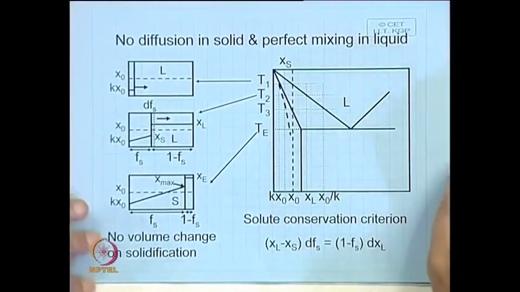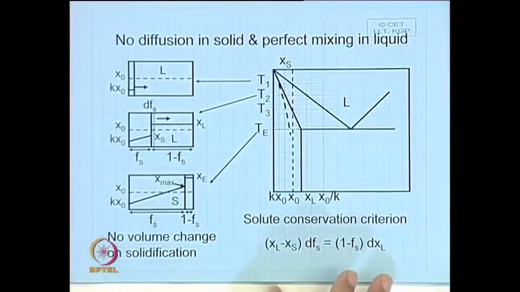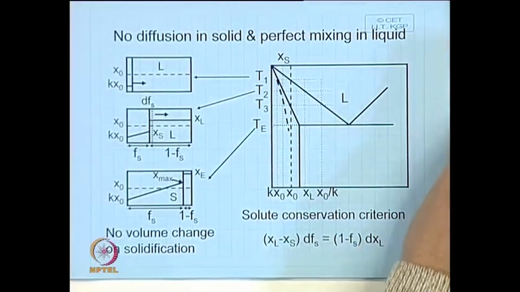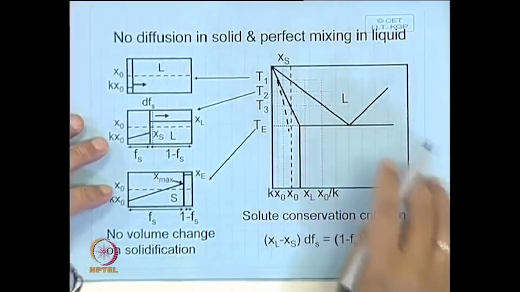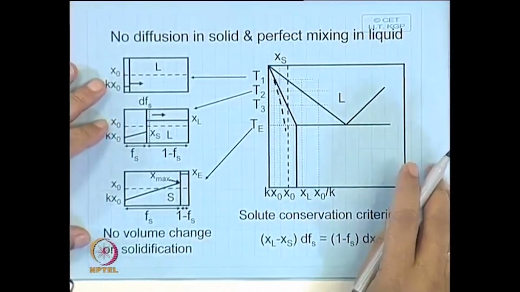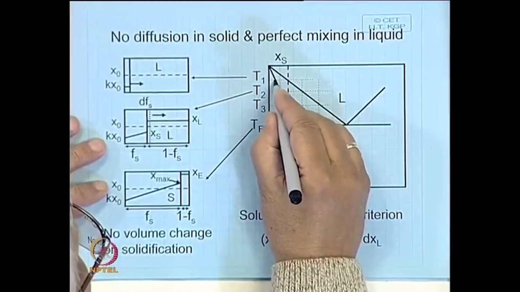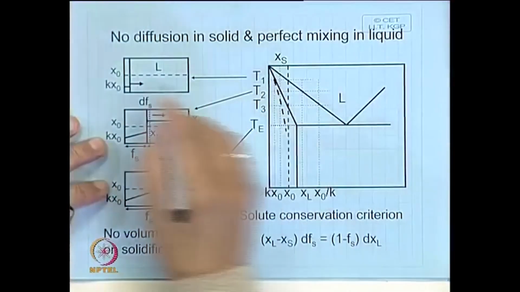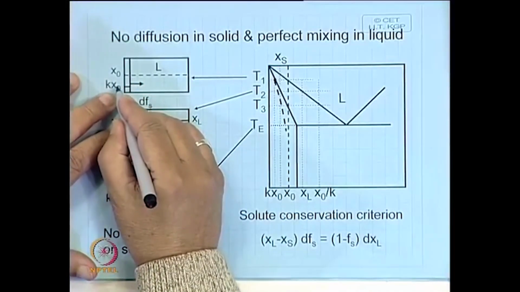Now, let us take up a case where there is no diffusion in solid, but there is perfect mixing in liquid. Now, in this particular case, let us say the first solid which solidifies will have this composition which is shown here, and k is this partition coefficient.